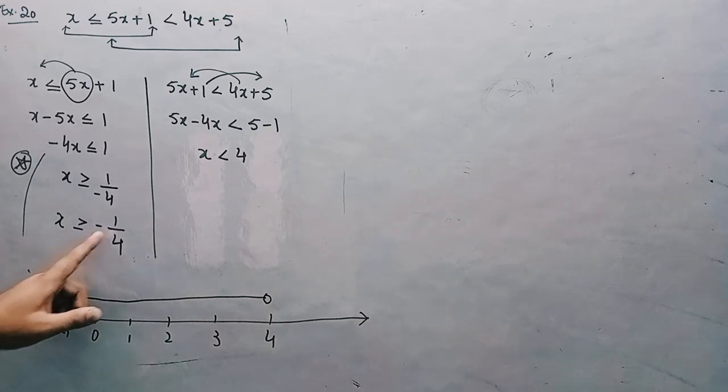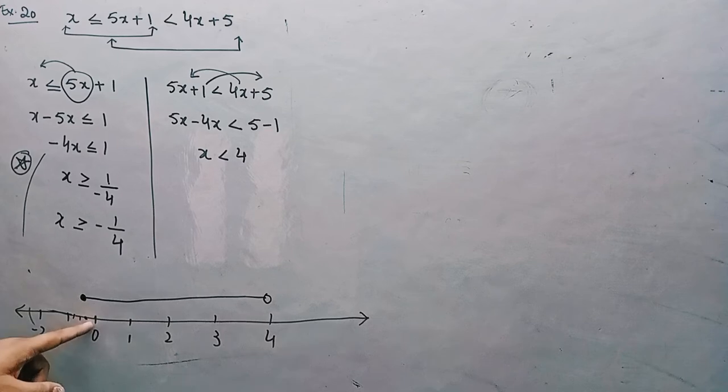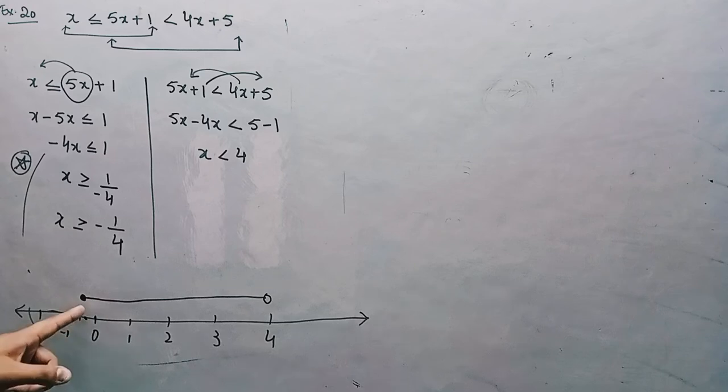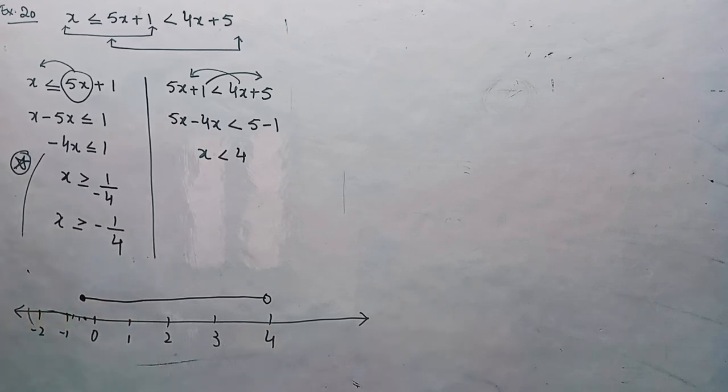Understand here. -1 by 4 कहाँ पे आ जाएगा? 0 से लेफ्ट साइड में ये पार्ट को, ये हिस्से को, ये इंटरवल को 4 पार्ट्स में डिवाइड करना है. Then I should take this here. This is included, that's why it is dark circle.